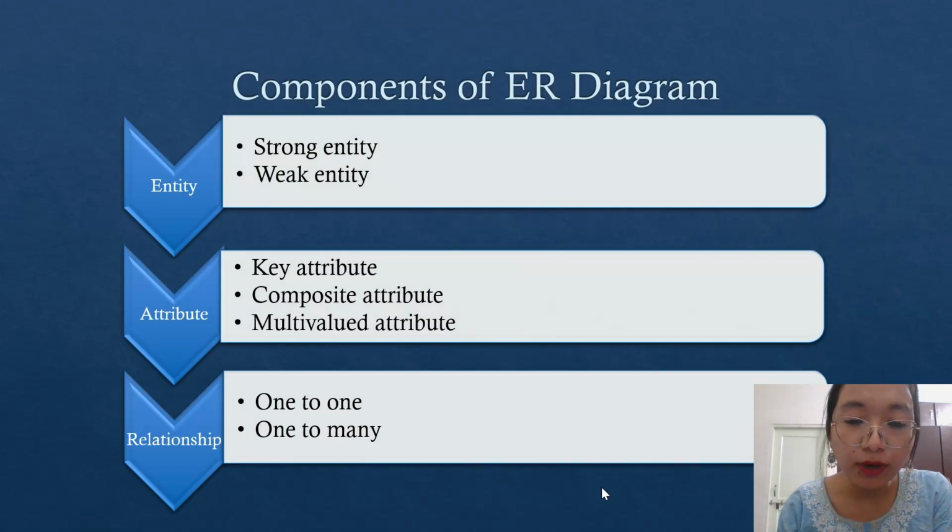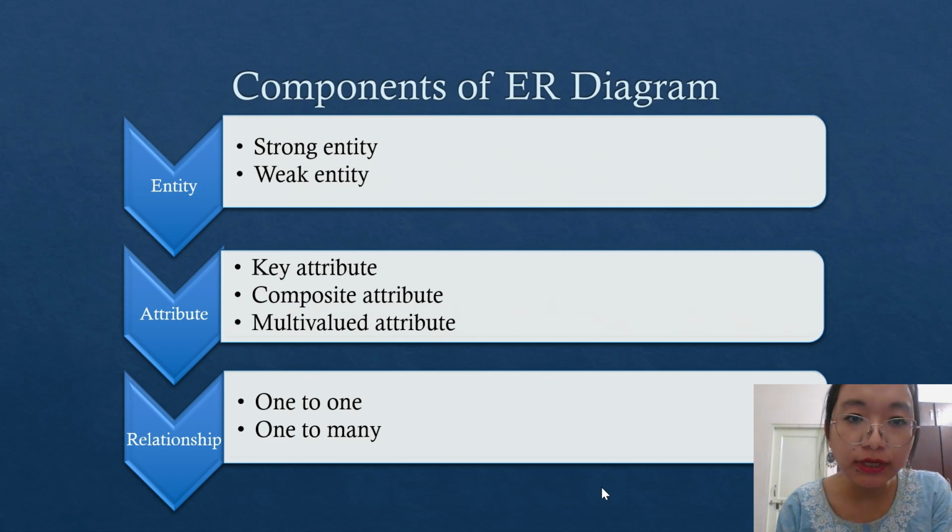Components of an ER diagram: it consists of three things, that is entity, attribute, and relationship. Entity is anything that exists in real life. It may be a person or a thing, or it can be a concept. Attributes are those properties that are used to describe an entity. For example, if an entity is a student, attributes will be the student's roll number, name, and address. The key attribute will be the roll number, because a key attribute is used to uniquely identify the student.